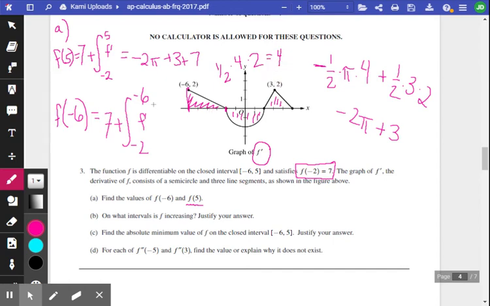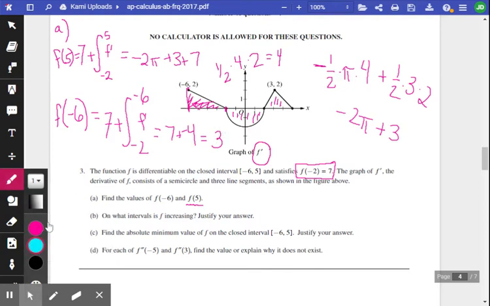But remember, when I go backwards, or when I integrate from right to left, the area above the axis is now negative. So this area from negative 2 to negative 6 was above the x-axis, but I went in the opposite direction that I read. So this is negative 4. So we have 7 plus negative 4, or a total of 3.